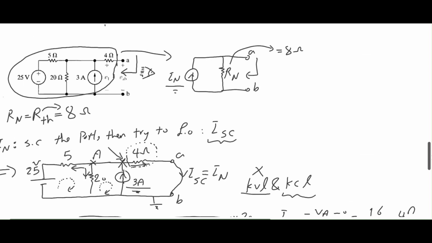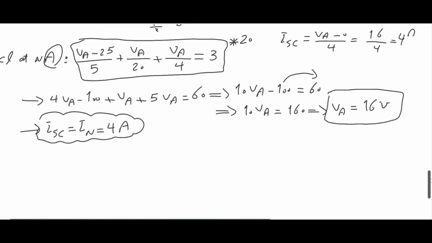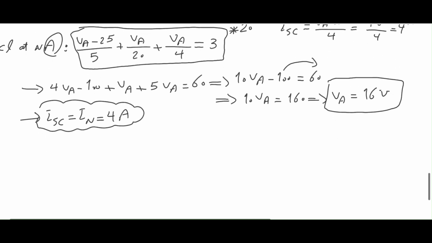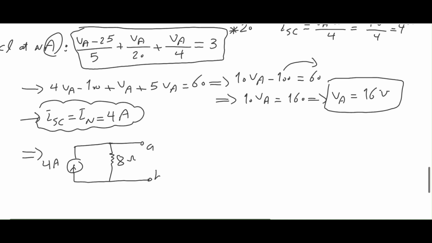So I actually solved this problem using 2 different methods. If I am to just form the circuit, the Norton current is 4 amps in parallel with the Norton resistor, which is nothing but the Thevenin resistor, 8 ohms, and that goes to port AB.